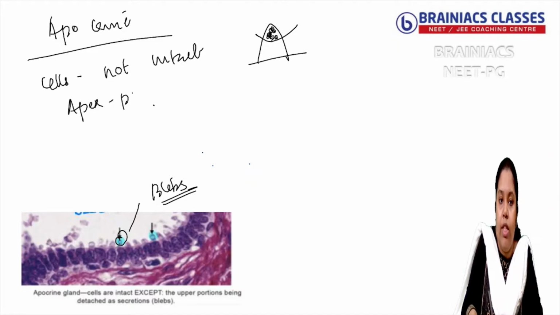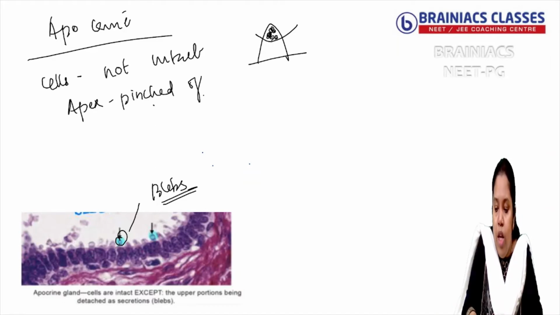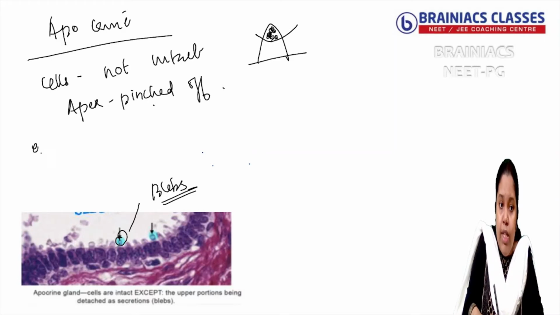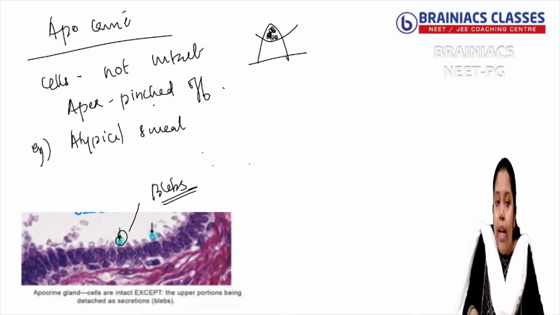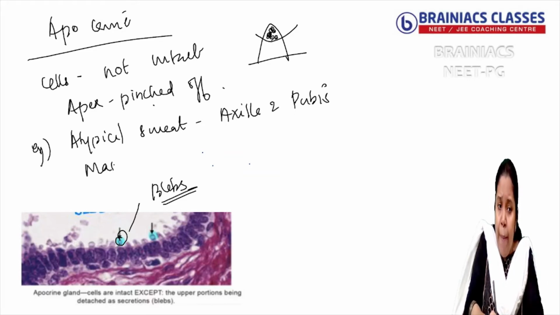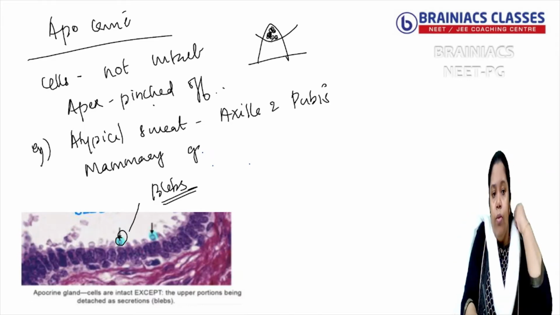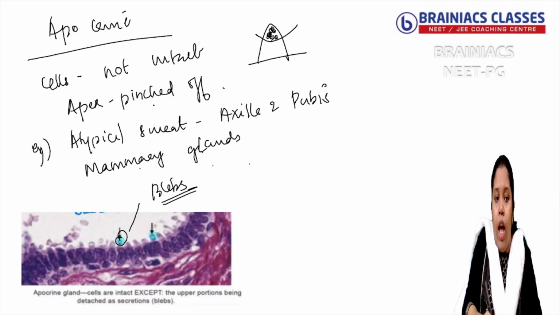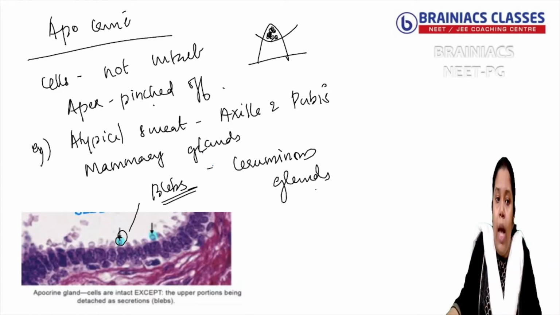Understand? Apex is pinched. And what is the example? The example is the atypical sweat glands, which you see in the axilla and pubic area. Those are the apocrine glands. Then mammary glands, they are apocrine glands. And you have the ceruminous glands. These are modified sweat glands. So there you can see the apocrine glands.